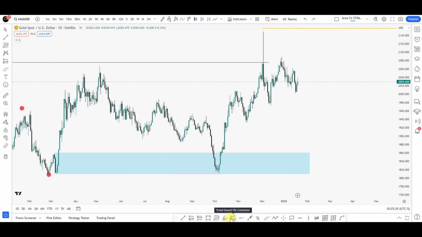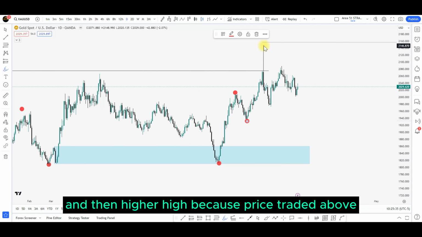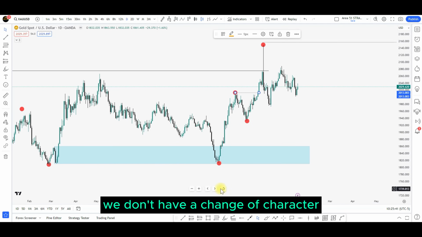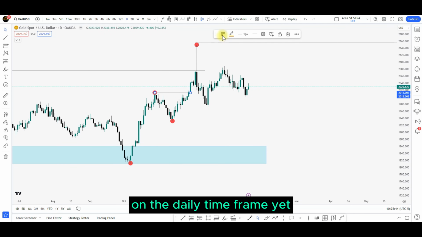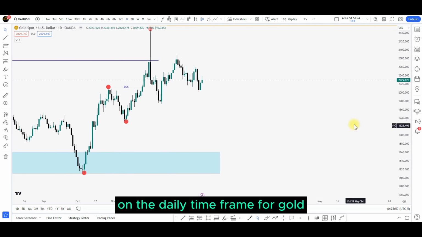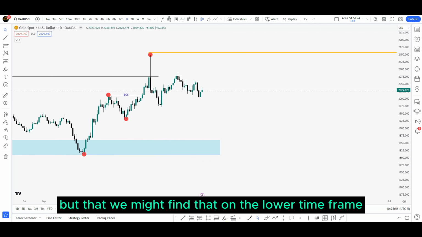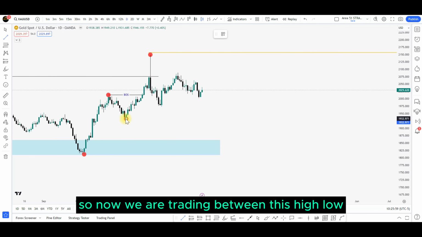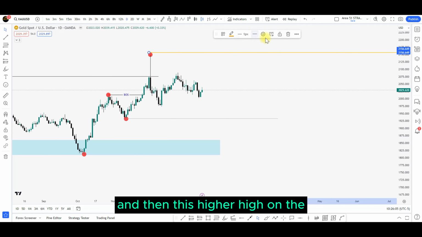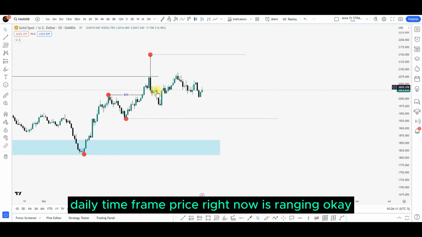On the daily time frame, we can see price creating low, high, high, low, and then high, high, because price traded above this area here. We don't have a change of character on the daily time frame yet. So we have an internal break of structure on the daily time frame for gold, but it did not create any change of character after taking out liquidity, but we might find that on the lower time frame. We'll find out. So now we are trading between this high low and this higher high on the daily time frame. Price right now is ranging.